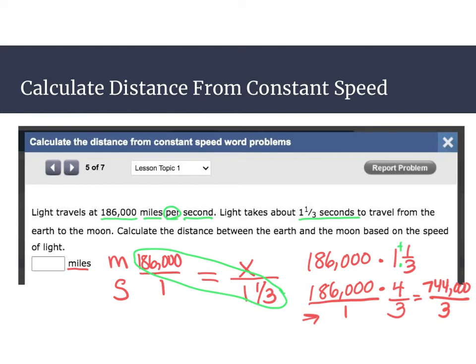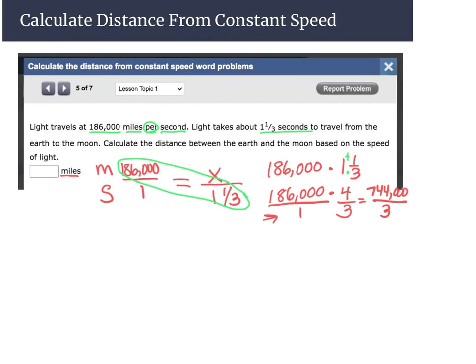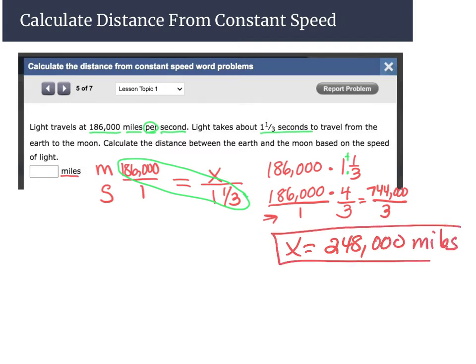Once again, I'm looking at that thinking, okay, 744,000 divided by 3, because remember, fractions really mean division. And when I divide those out, my answer becomes x equals 248,000 miles. Wow, that's pretty far between the Earth and the moon.